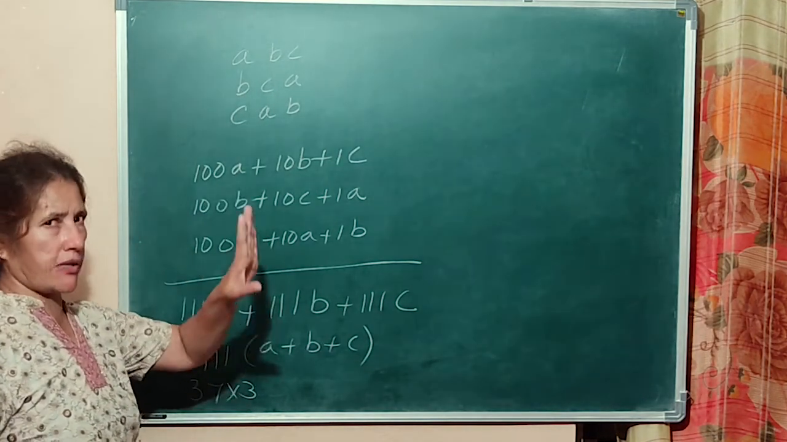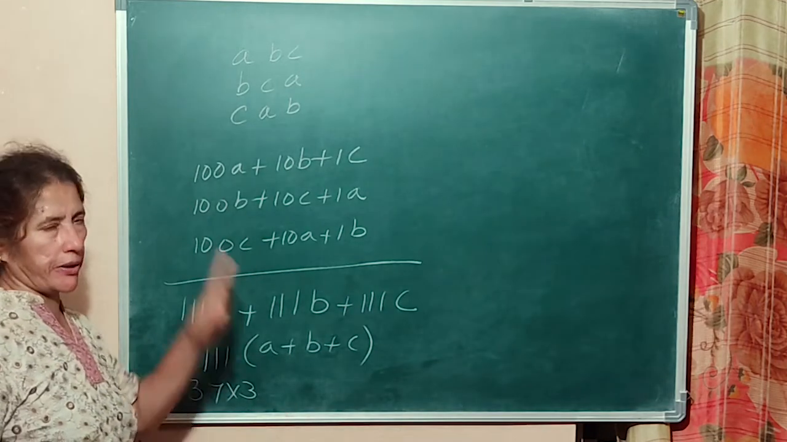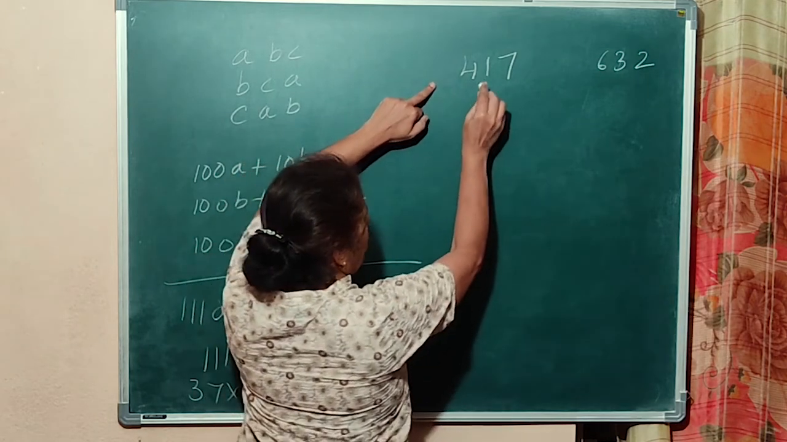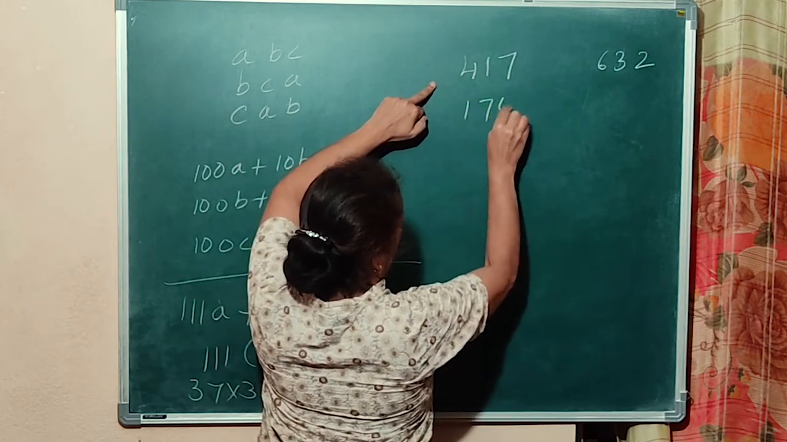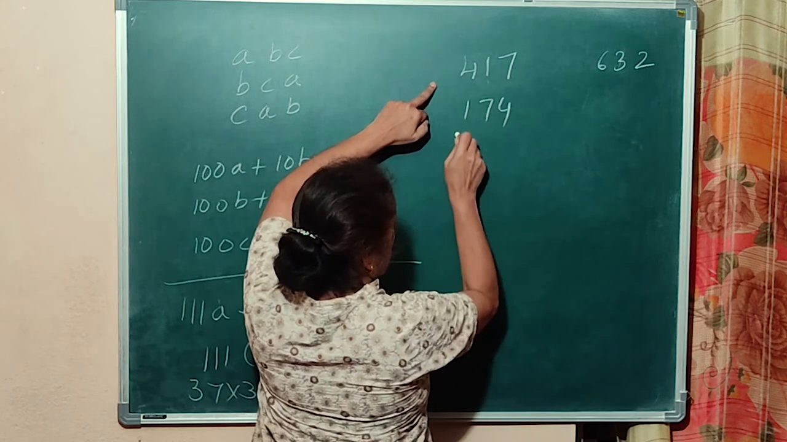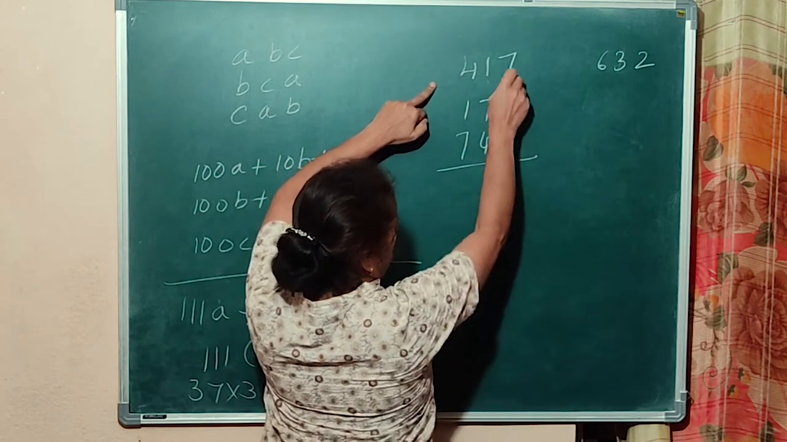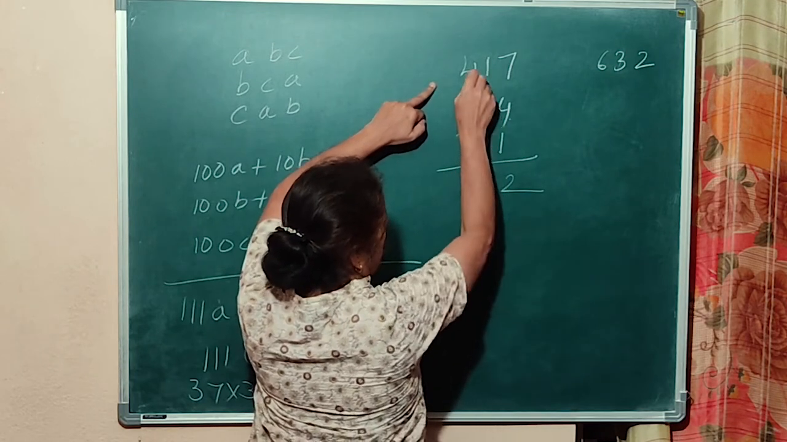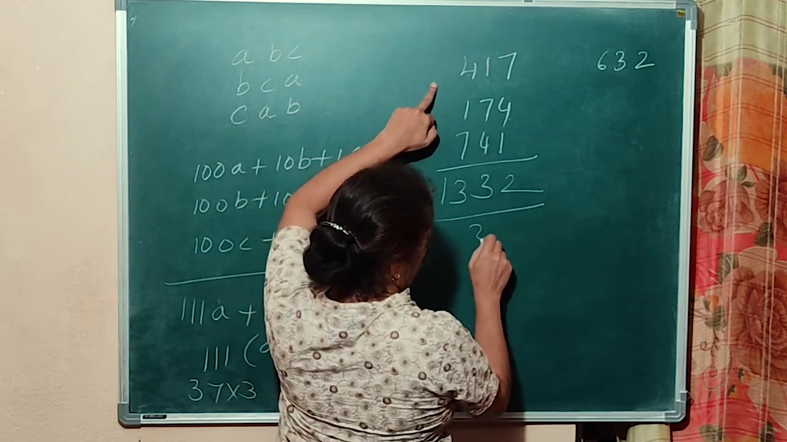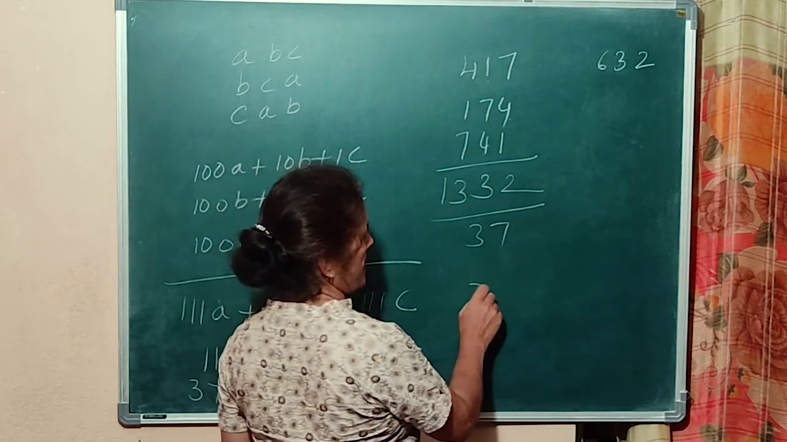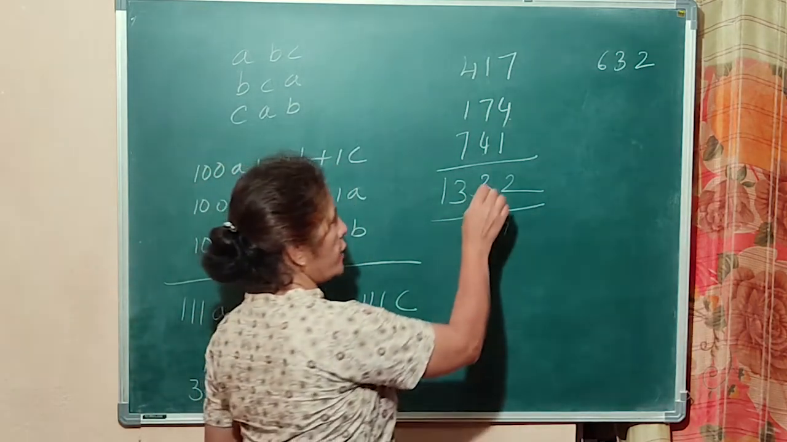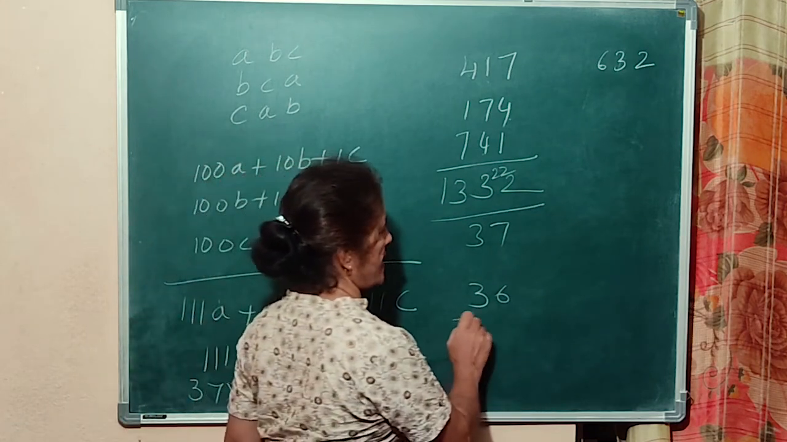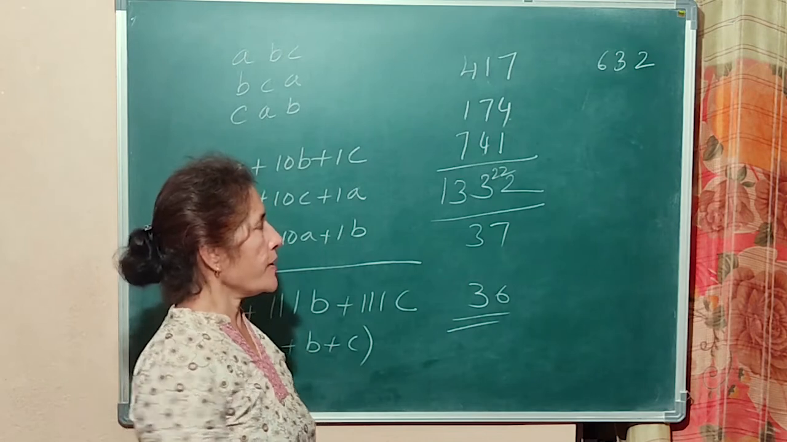Let me do one problem for you to understand better. Do two sums. 4, 1, 7. What is the next one? 1, 7, 4. What is the next one? 7, 4, 1. 5 plus 7, 12, plus 1, 13, 1 plus 7, 8 plus 1, 9 plus 4, 1, 32. Divided by 37 if you do. 37 3s are 111, 222. 37 6s are 222. So 36 is the answer, the remainder is 0.